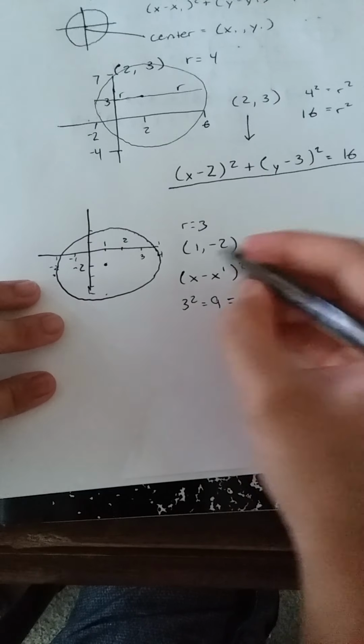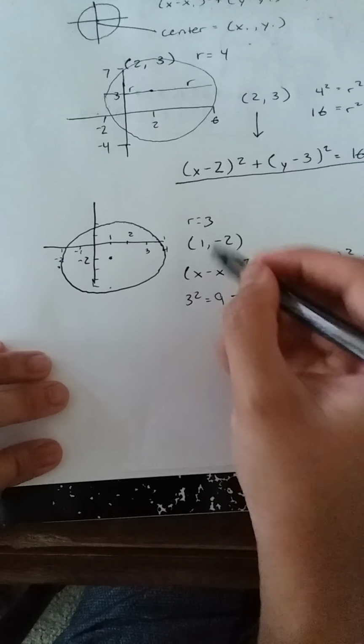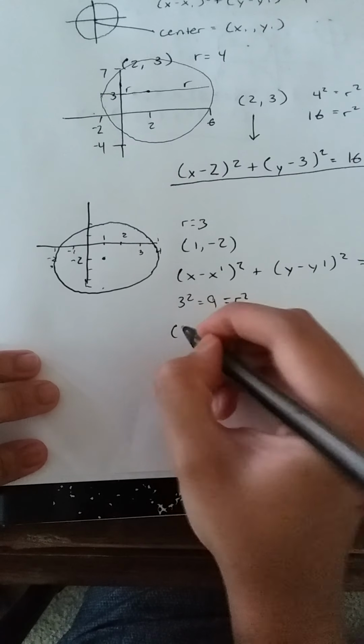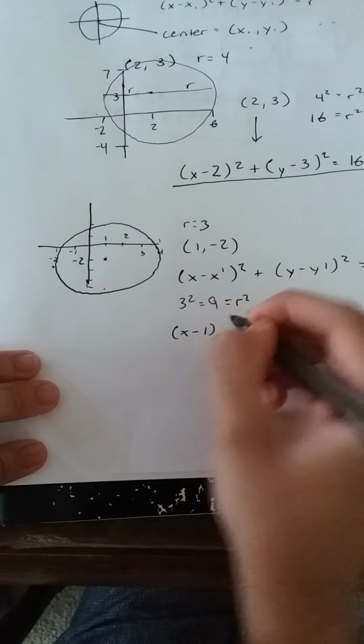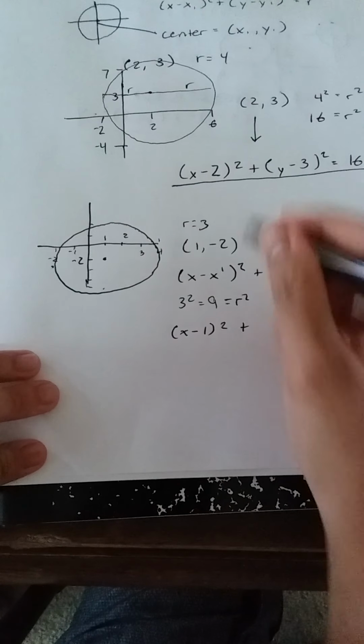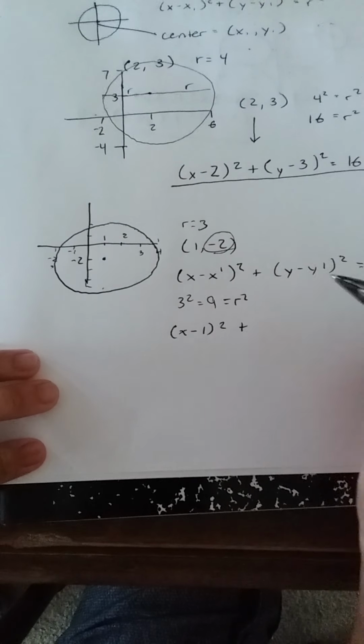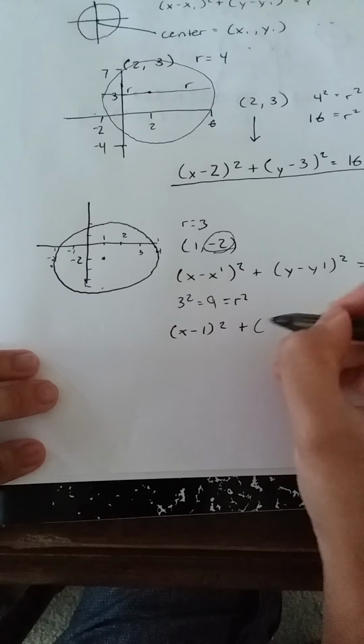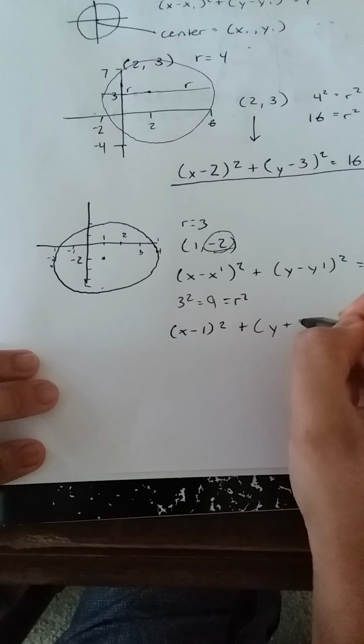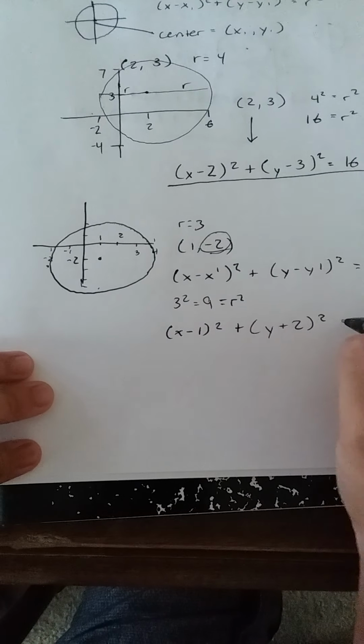So now it's a positive 1 in the center. So it would be (x minus 1) squared plus, it's a negative 2 now. This is the opposite of that. So (y plus 2) squared equals 9.